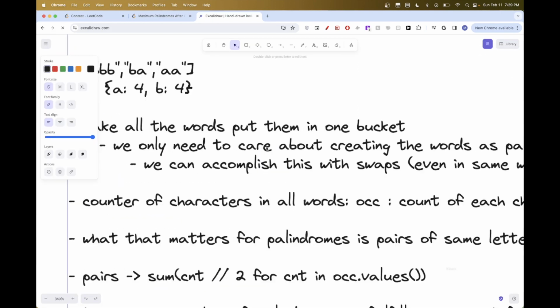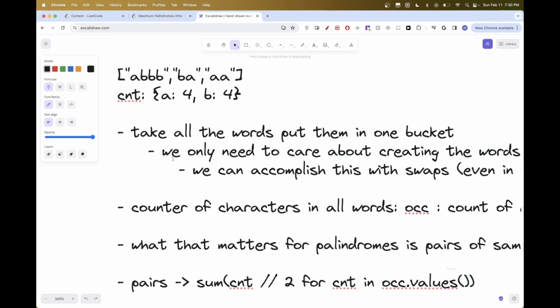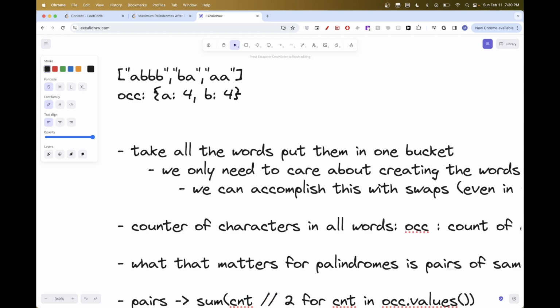And so, let's call this count, just so that my notation matches. Okay, let's actually keep it occurrence. We need pairs, so we need to know how many pairs we can get. To get that, for each letter's occurrence, we divide it by 2 to know how many pairs we can get. In this specific case, for A we can get 2 pairs of A's. For B, we can get 2 pairs. If we add this up, we can have 4 pairs.